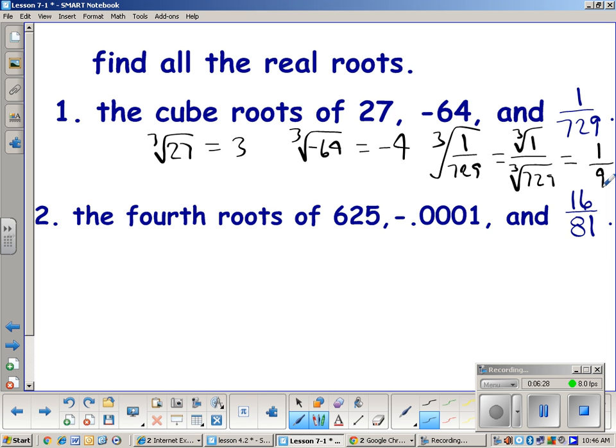Mhm. Okay, so moving down to example 2, the 4th roots of 625, negative 1/10,000, and 16 over 81. Okay, so the 4th root of 625. In other words, what times itself, times itself, times itself is 625? 5. Okay? The 4th root of a negative .0001, which is 1/10,000.